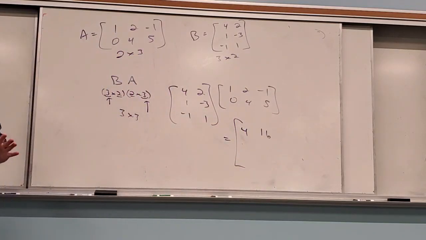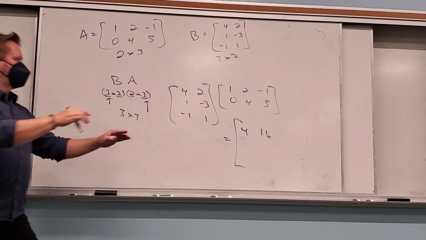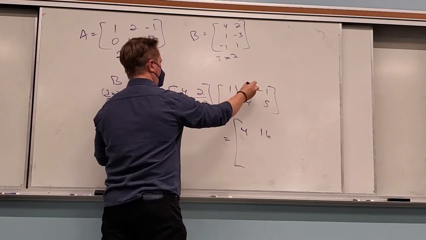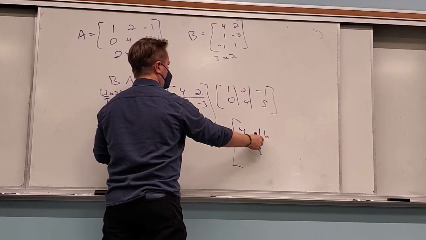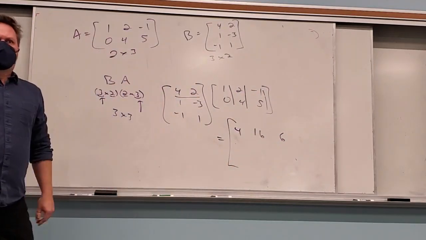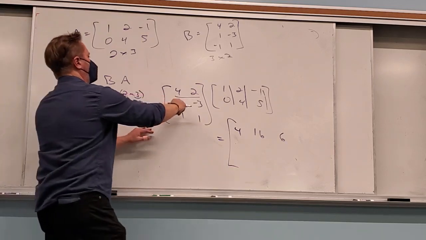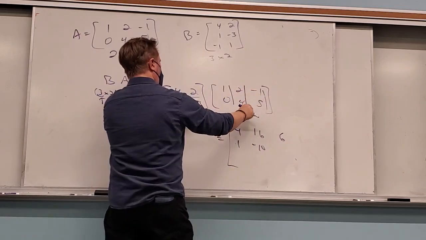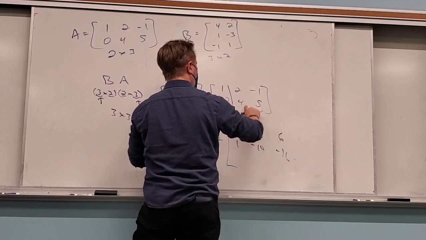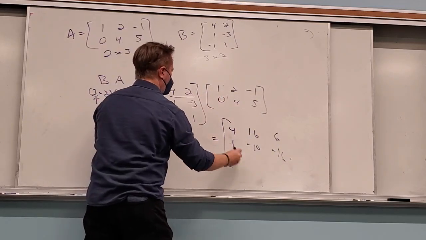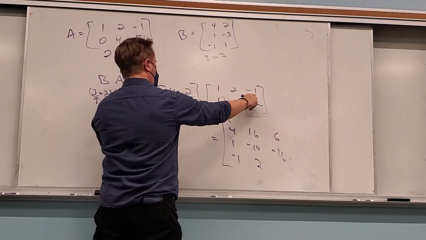All right, let me stop for a minute. Let me know immediately if you're not sure what's happening. Go ahead. Right, so I do this row times this column, 4 plus 0 is 4. This times this one, 8 plus 8 is 16. This times this one, negative 4 plus 10 is 6. So then 1 plus 0 is 1, 2 minus 12 is negative 10, negative 1 minus 15 is negative 16. Negative 1 plus 0 is negative 1. Negative 2 plus 4 is 2. 1 plus 5 is 6.